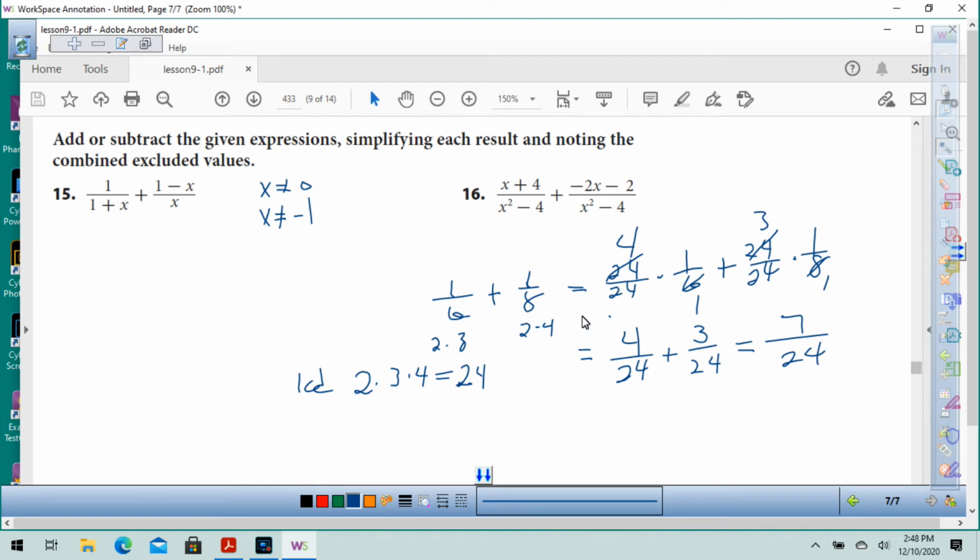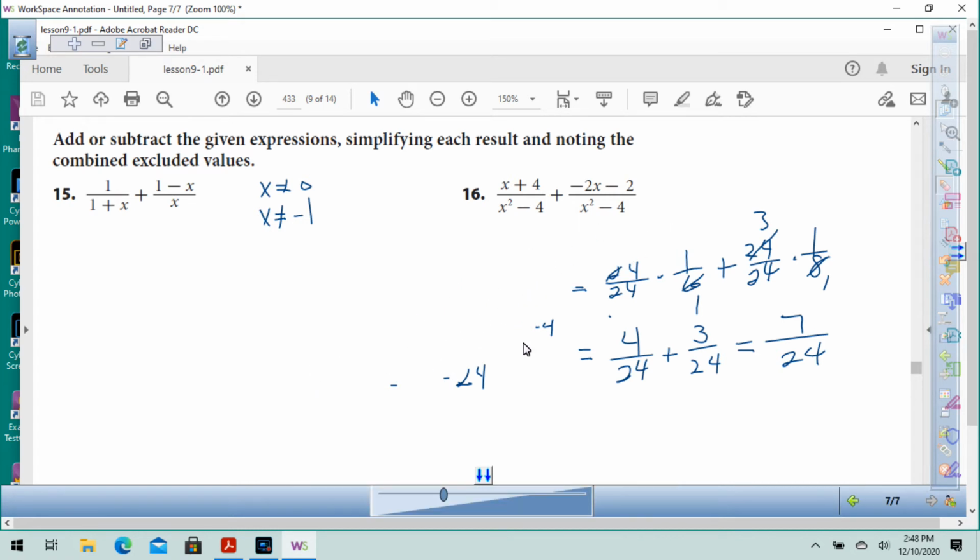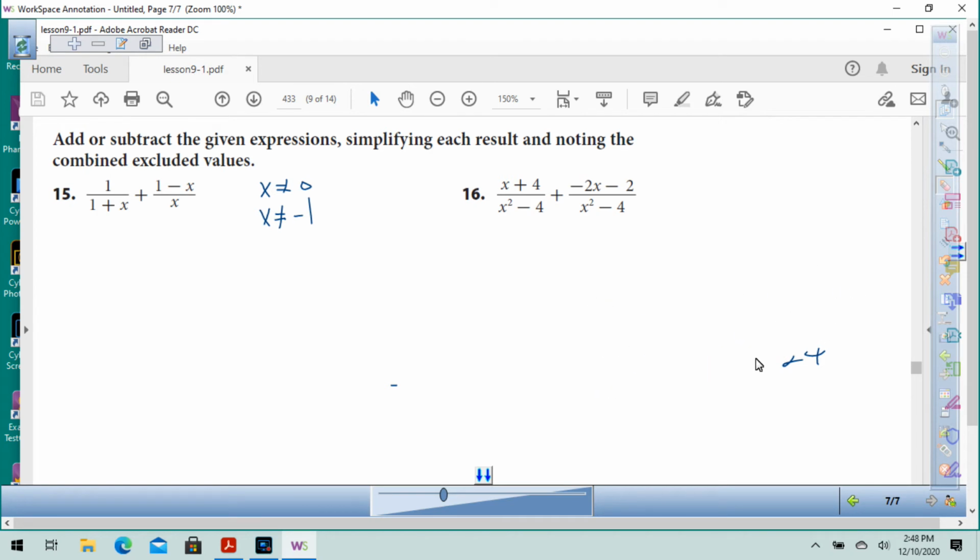So that is what we're going to do, but we're going to do it with letters here. Okay, so let me get this out of the way. What is the least common denominator? Well, I need to know what the factors are. And this is pretty simple. My factors are x and 1 plus x. All right, those are my factors.